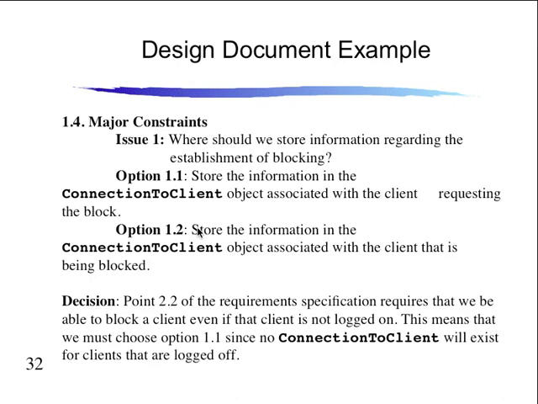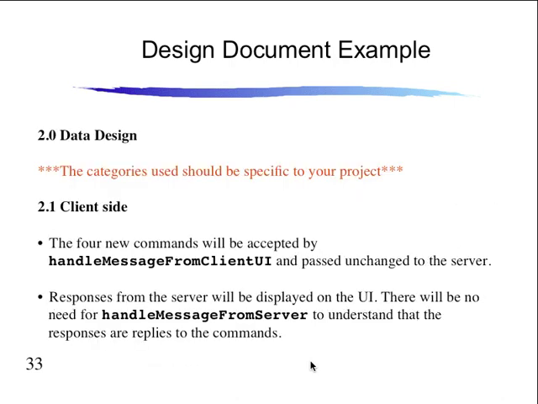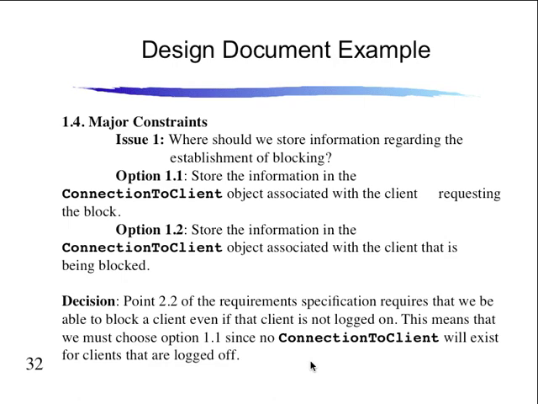In terms of the decision, point 2.2, the requirement specification requires that we be able to block the client when the client has not logged on. So it means you must choose option 1.1, since no connection to client will exist for the clients that are logged off. So option number 1.1, store the information in the connect to client object. So it's on the local client machine. And that's just an example.